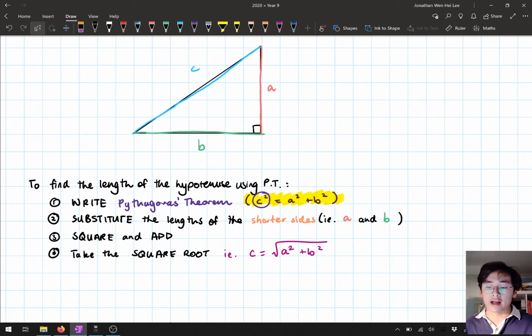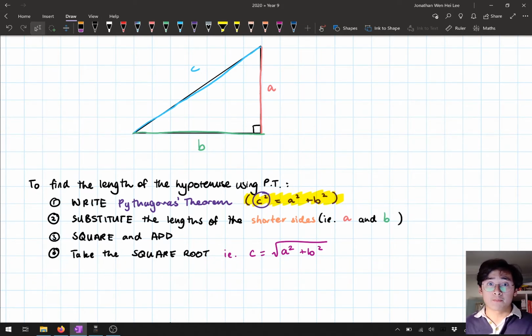We substituted the values of the shorter sides. So we found the length of the shorter side A and the shorter side B, and we substituted them in. Then we squared both those sides and added them together. And then we took the square root of this to get the final answer we're looking for. That's what we did last lesson.